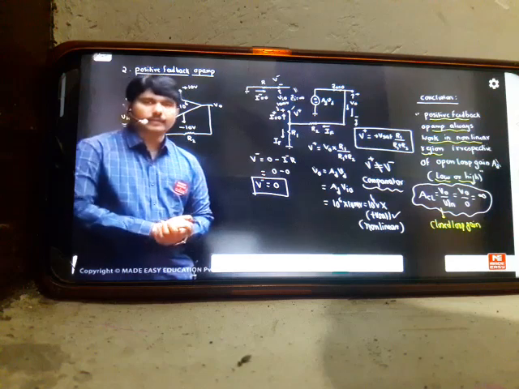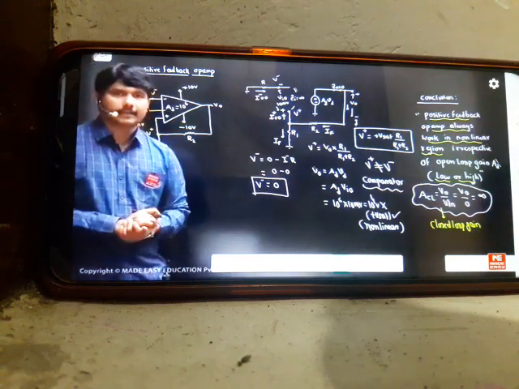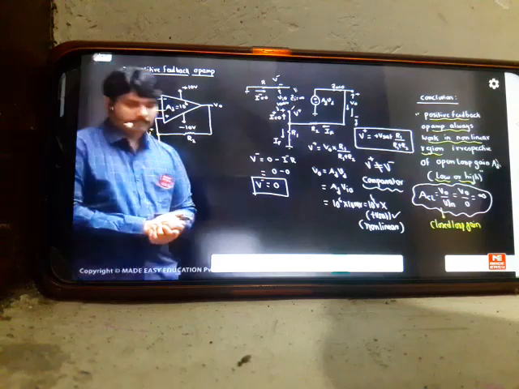Yes, positive and closed loop gain are the same. There's a closed loop positive feedback gain. ACL means closed loop. Like that, negative feedback will also have some gain. There's a positive feedback gain.